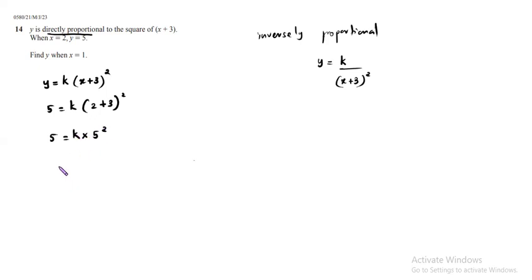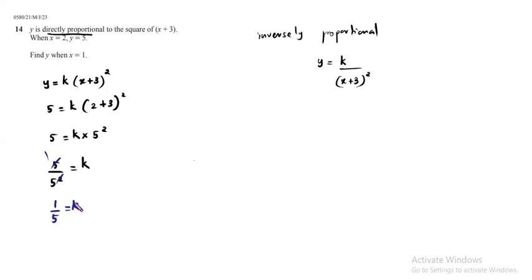So if I'm to find what k is, I need to divide this 5 with 5 squared. That is equal to k. So 5 over 5 squared is 5 over 25. I can simplify this, 5 and 25 I can simplify. That will give us 1 over 5 as the value for k.